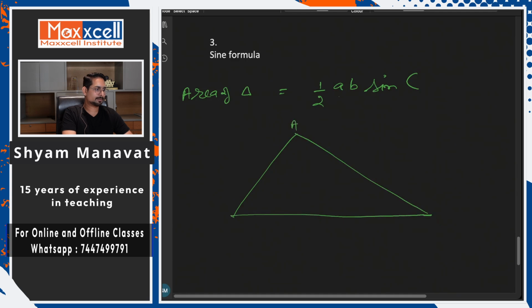Again, A, B, C are the vertices of the triangle, and you have small a, small c, small b here. So the formula here is half a b, the product of any two sides, and sine C. That means the angle between these two lines, not any random angle. Product of any two sides, then you have to take the angle between those sides, the angle formed by those sides: a, b, sine C.